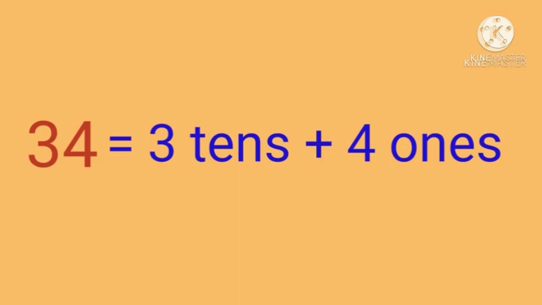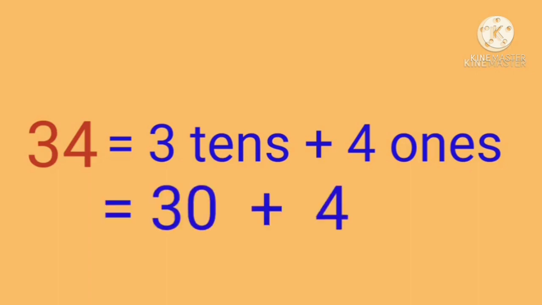We learned how to write the expanded form of a number. For example, 34. How do you write the expanded form of this number? Yes, we know 34 has 3 tens and 4 ones. So let us write 34 is equal to 3 tens plus 4 ones. We know the value of 3 tens equal to 30. Then the value of 4 ones equal to 4. So we can write 30 plus 4. See, 30 plus 4 is the expanded form of 34. In this way you can write the expanded form of any number, right?